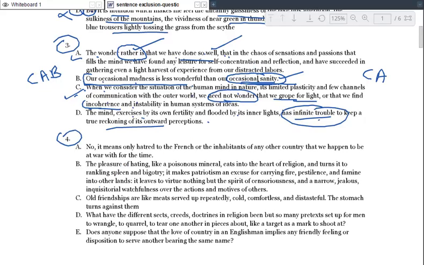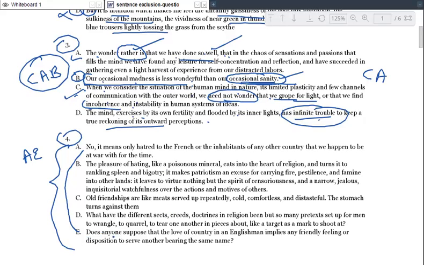The wonder is not in the bad things. The wonder is that we have done so well, and therefore our occasional sanity. This is basically like a concluding statement. Are you getting my point? So CAB is a pair. Look at this question now. This is connected, right? A and E. Do we see a connection? We do see a connection, right?